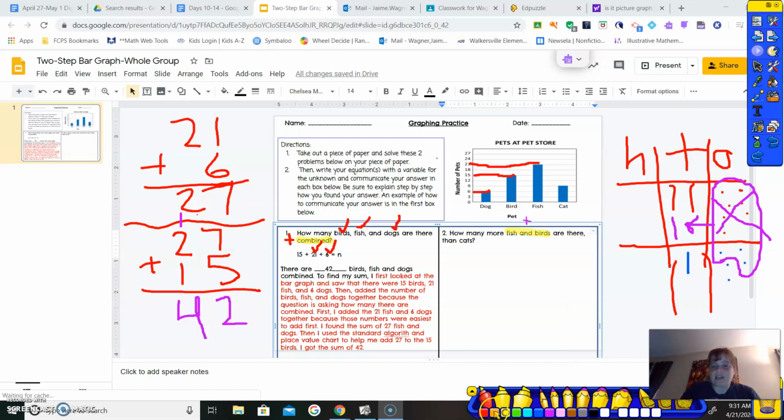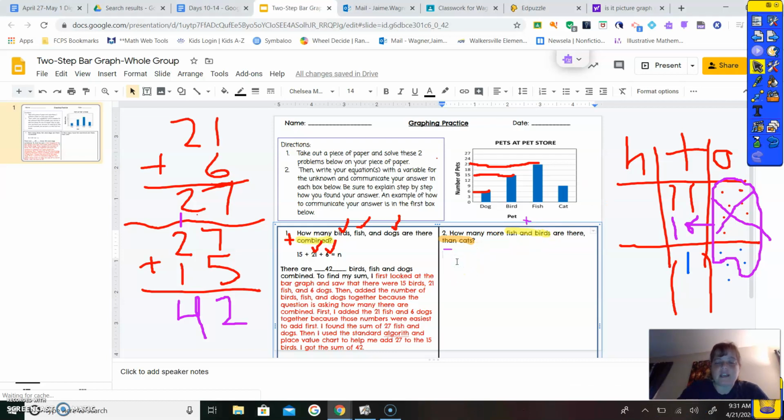How many more fish and birds are there than cats? So I'm going to grab my highlighter again because it says than cats. That "than" tells me that I'm going to be comparing. We're comparing the fish and the birds together to the cats. I'm going to put "than," here's my subtraction symbol, than cats. So if I'm thinking about what equation would work for this, how many more fish and birds? Well, I know that there are 21, and I need to make sure I combine those. So I'm going to put the parentheses in here because I need the fish and the birds. So I got to add those together before I subtract the cats from them.